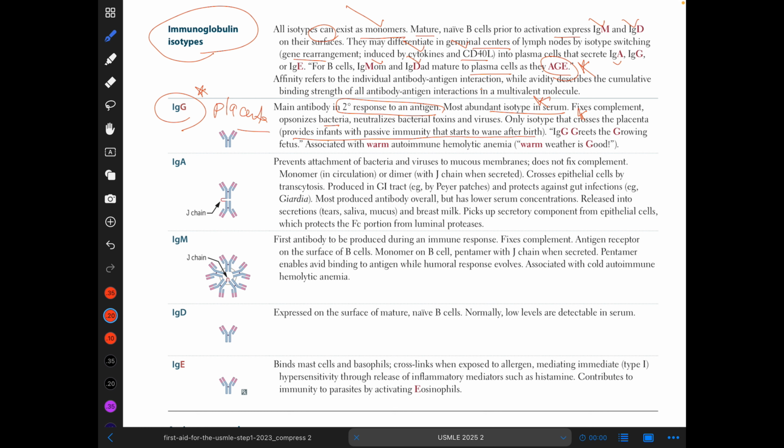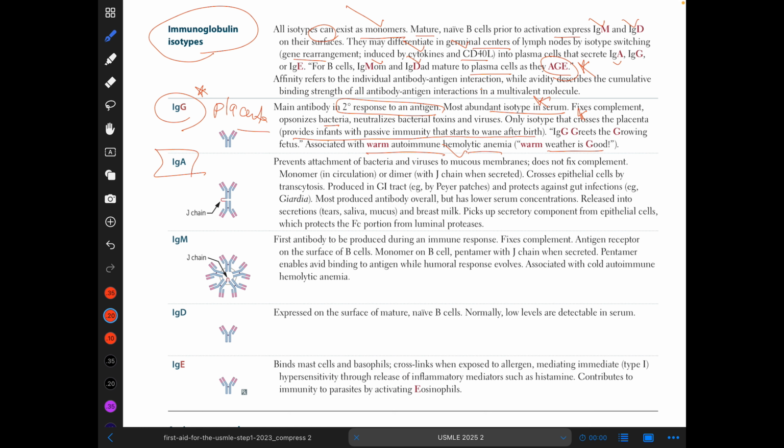It is the only isotype that crosses the placenta, providing the infant with passive immunity that starts to wane, but it's very important. It's the one and only exception that passes the placenta. IgG greets the growing fetus, like IgG is going and saying hi to the fetus. It is also associated with warm autoimmune hemolytic anemia. The warm weather is G, and therefore again the warm weather is good.